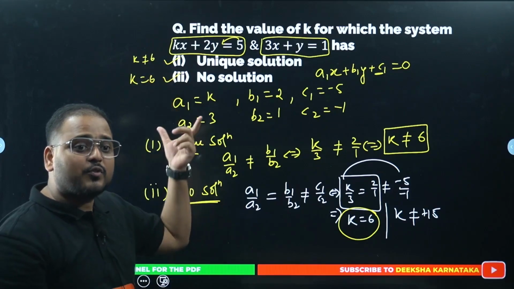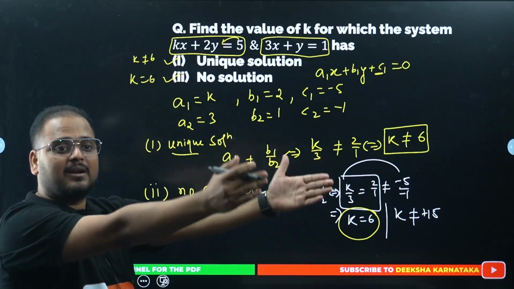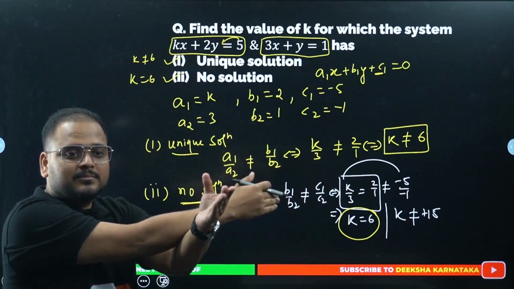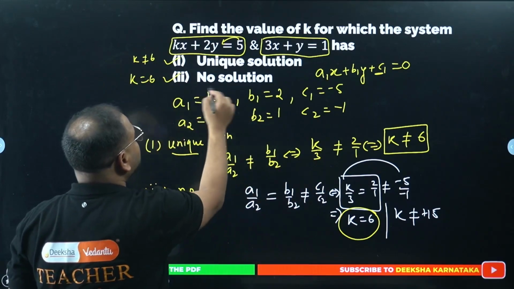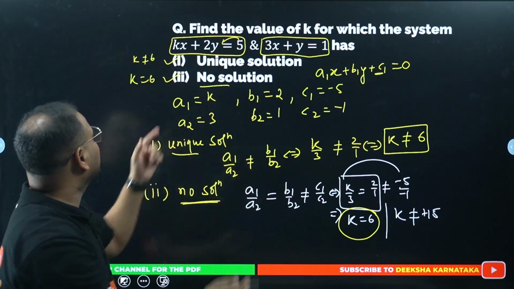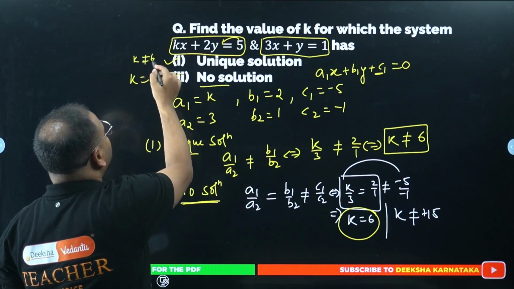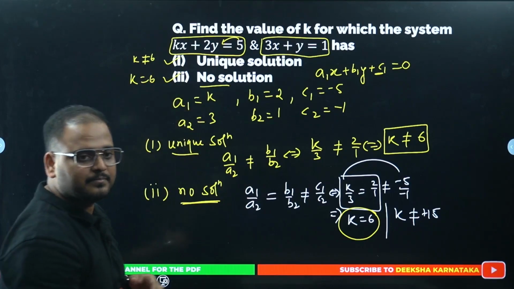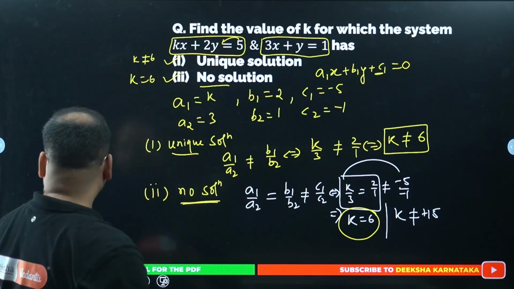Makes sense? Because for k equal to 6, the lines are parallel. Then how will it be unique? For k equal to 6, it is no solution. Lines are parallel. Then can they meet? They cannot meet. So that's why k cannot be equal to 6 for case 1. I hope it's clear. Let's move on.